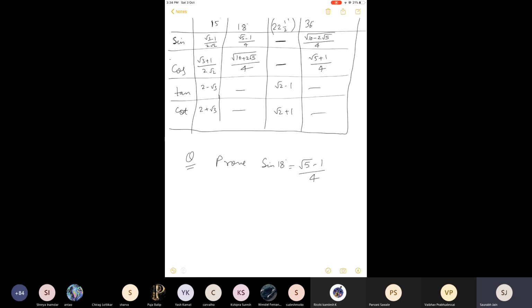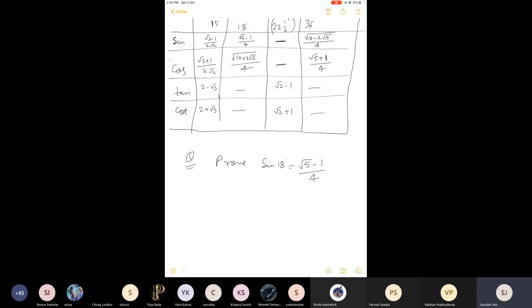See, no one is going to ask how it came. I could have just simply made this table and asked you to learn by the next class, but you should have an understanding of how things are coming. So try to understand this one. A little bit difficult, but I hope you will get it. Sine 18 is root 5 minus 1 by 4. Similarly, other values can be proved, but we will not be actually proving every one. The remaining you have to learn.